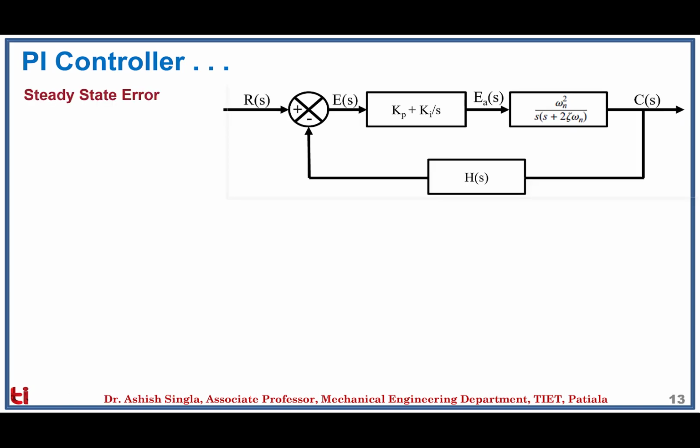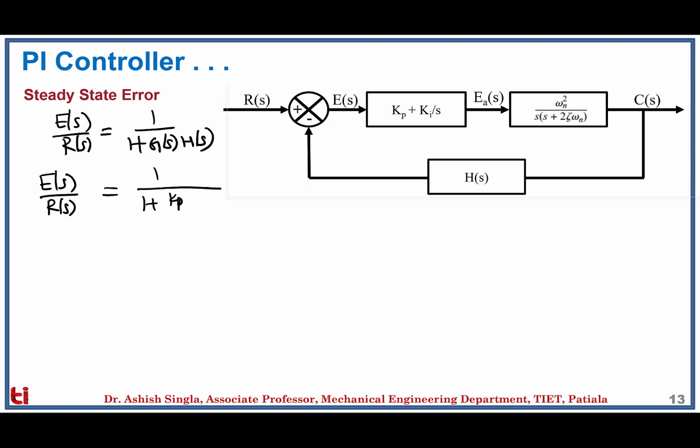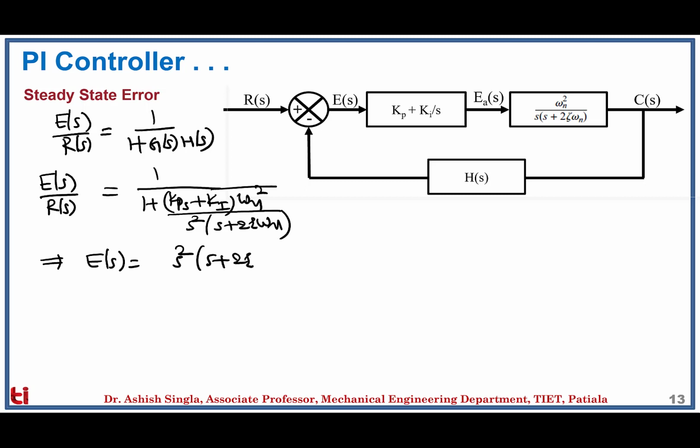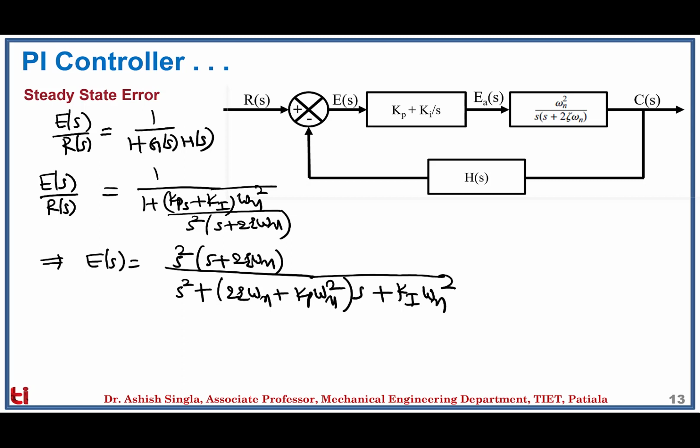Next we will discuss the steady state error using the PI controller, which can be written like 1 upon 1 plus (kp plus ki by s) omega n square upon s (s plus 2 zeta omega n), and finally E(s) can be written as s square (s plus 2 zeta omega n) upon s square (s plus 2 zeta omega n) plus (kp s plus ki) omega n square into R(s).